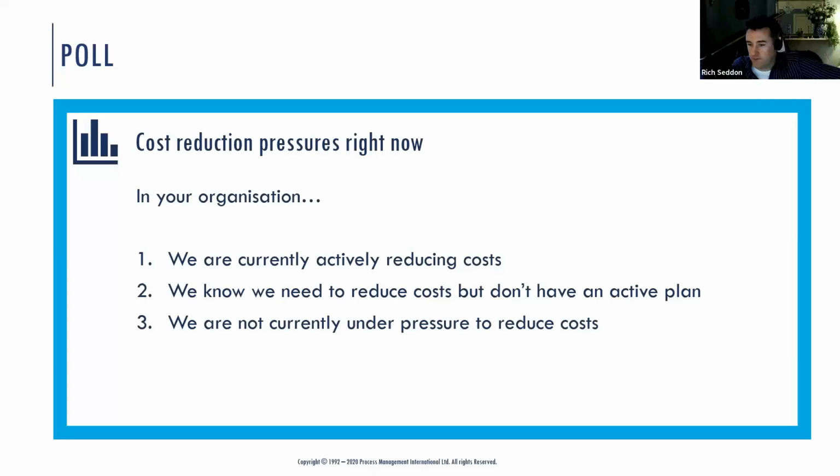Okay, so there we have it. Those are on screen now. So we've got 77% of attendees currently actively reducing costs. 19% we know we need to but don't have an active plan, and 3% we're not currently under any pressure to reduce costs. I don't know about your thoughts, Rich, but that feels pretty indicative of what we're hearing elsewhere at the moment. Yeah, absolutely. It's probably one of the most recurring themes at the moment. Reduce cost and manage resources more effectively are two key recurring themes that we're seeing with clients at the moment.